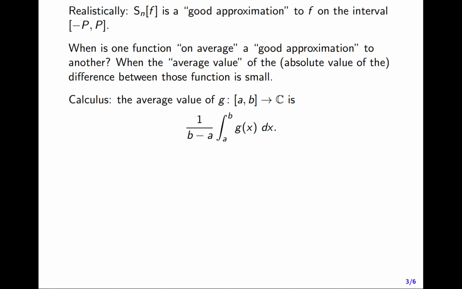So what do we mean by average value of a function? Going back to calculus, we know that the average value of a function g from the interval a to b into the complex plane is the number 1 over b minus a times the integral from a to b of g. And if g is piecewise constant, you'll see in the exercises, this literally gives you back the average of a bunch of numbers.